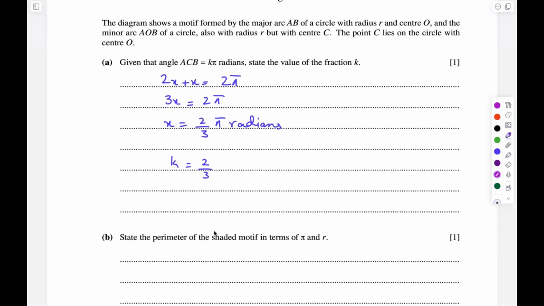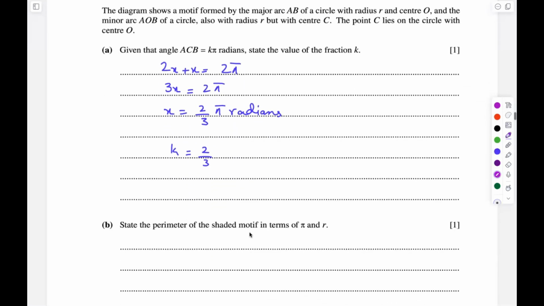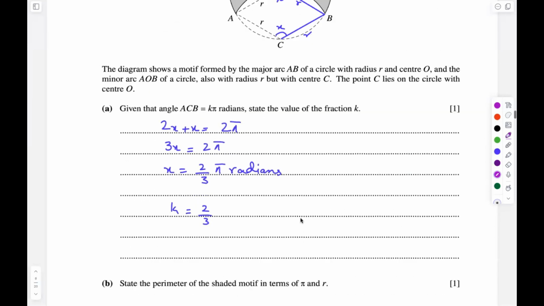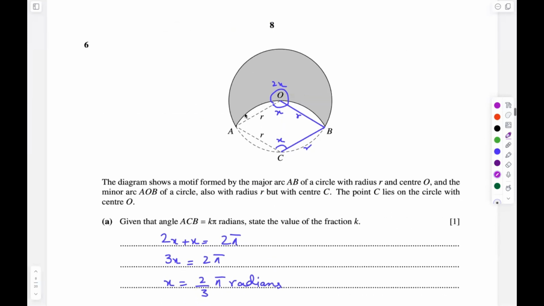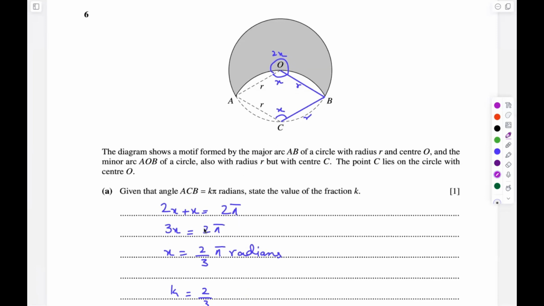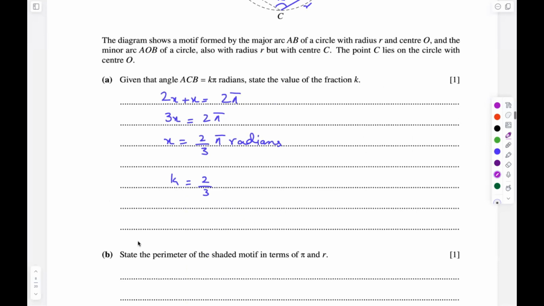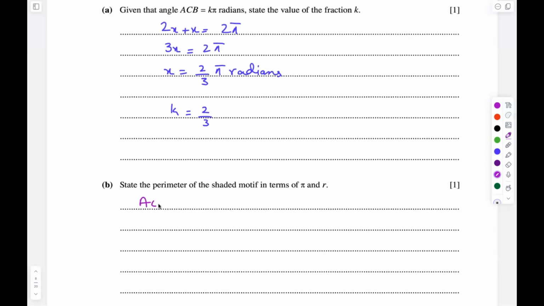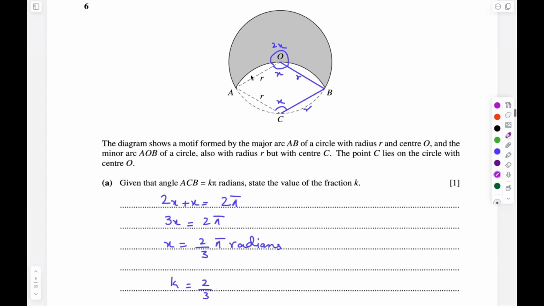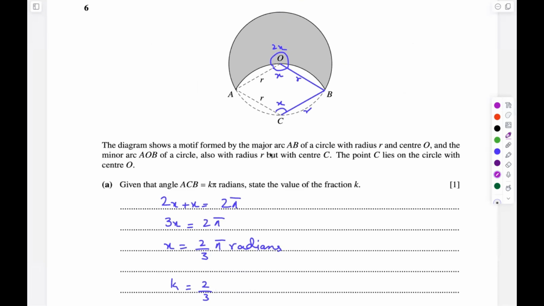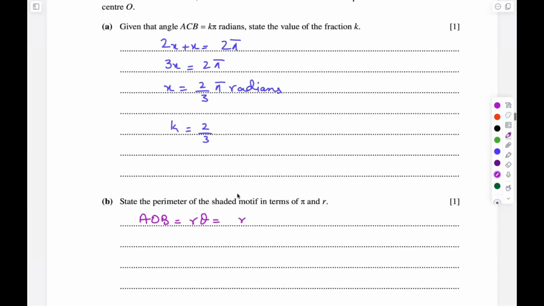In part B, it says state the perimeter of the shaded motif in terms of pi and r. Now we have to find the perimeter, which means we have to find the arc length of AOB. So in the first step, finding the arc length of AOB, we know that the formula for arc length is r theta. So the radius is r and theta for the small sector with center C is 2 upon 3 pi.